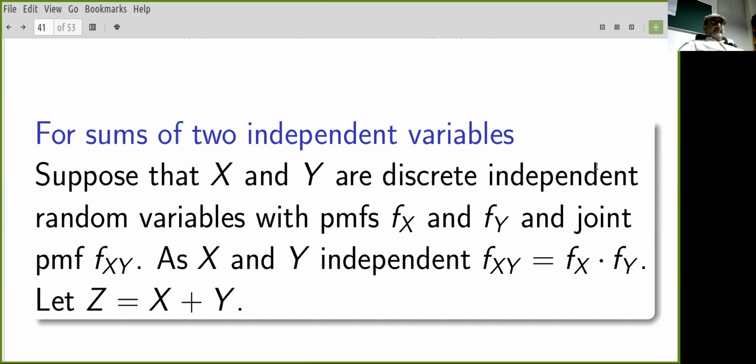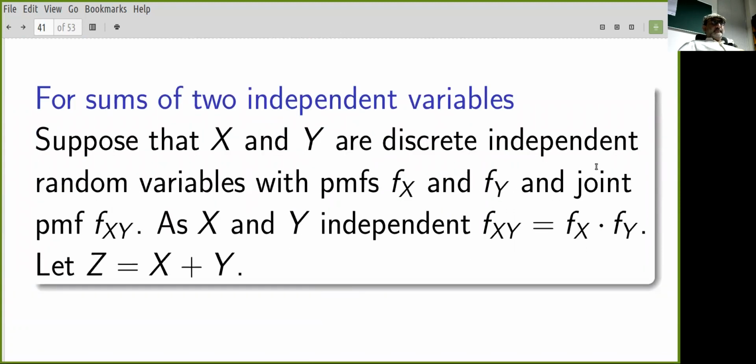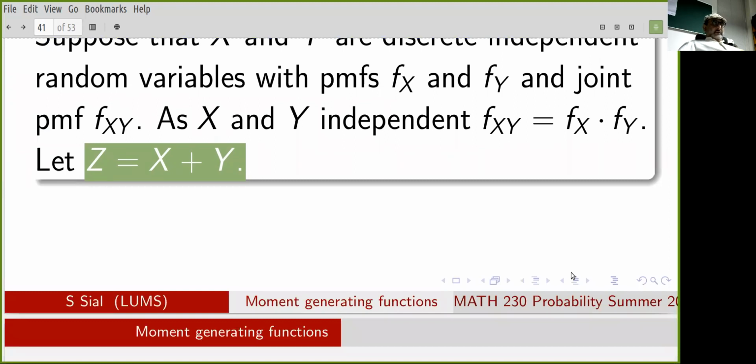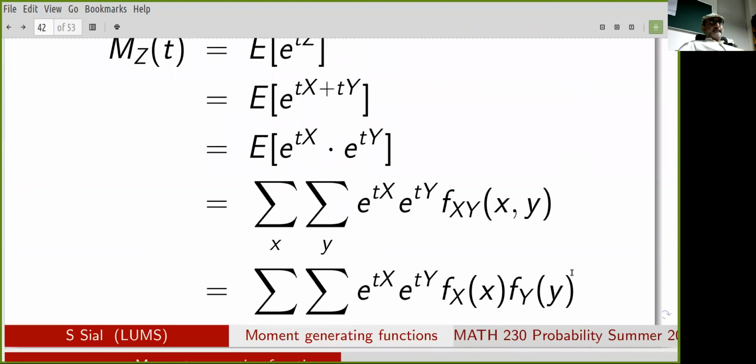Okay, what about sums of two independent random variables? So let's say you have x and you have y, and you know their MGFs, and they're discrete independent random variables with PMFs f sub x, f sub y, and joint f sub x,y. As x and y are independent, f sub x,y equals f sub x times f sub y. So let z equal x plus y. Okay, independence is important here. So don't apply this result everywhere, only where we have independence.